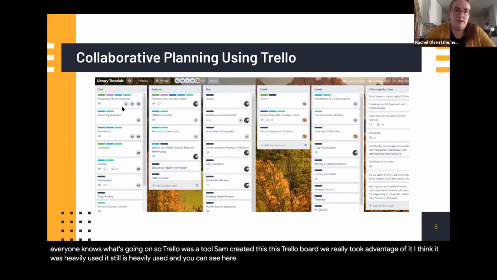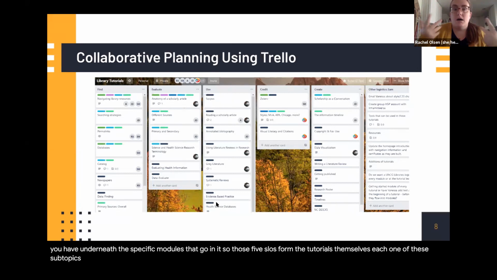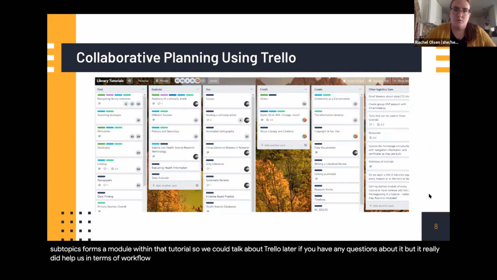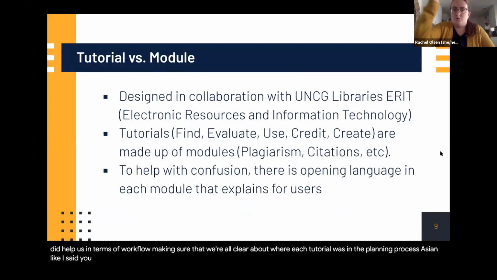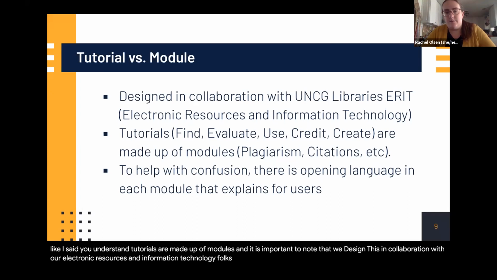And you can see here, each of the five categories of SLO has its own Trello board where you have underneath the specific modules that go in it. So those five SLOs form the tutorials themselves. Each one of these subtopics forms a module within that tutorial. We could talk about Trello later if you have any questions about it, but it really did help us in terms of workflow, making sure that we were all clear about where each tutorial was in the planning process to avoid confusion. Like I said, tutorials are made up of modules, and it is important to note that we designed this in collaboration with our electronic resources and information technology folks at the library.